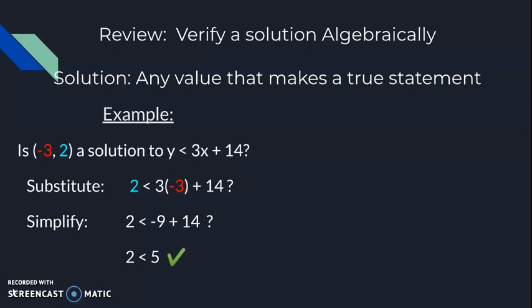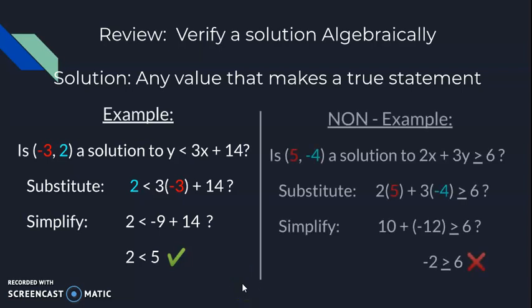A solution is going to be any value that makes a statement true. So in this situation, (-3, 2) is a solution to y < 3x + 14, because as you can see, when I substitute those values in, I get a true statement at the bottom. 2 is less than 5. On the other hand, (5, -4) is not a solution to 2x + 3y ≥ 6. Again, when I substitute values in, I get a false statement, or an untrue statement. Let's see how that looks graphically.